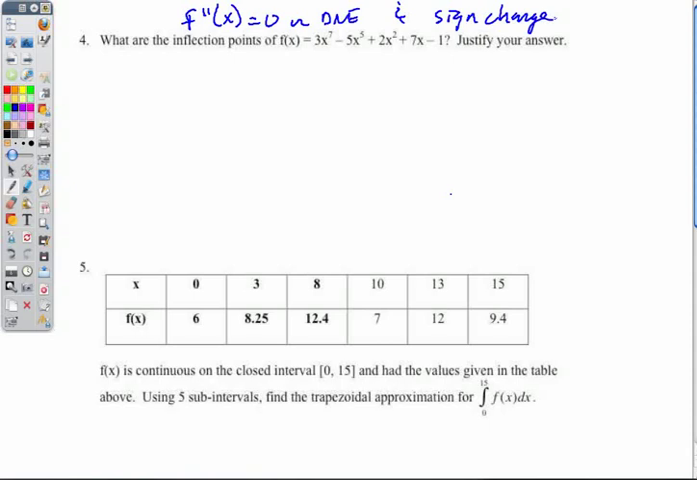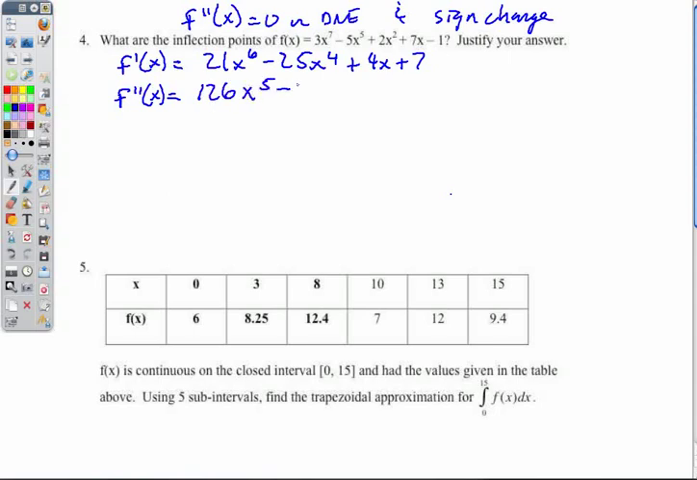So we start with our function f of x. We can find the first derivative and the second derivative pretty quickly because this is a pretty easy polynomial. So our first derivative is going to be 21x to the 6th minus 25x to the 4th plus 4x plus 7. Our second derivative is then going to be 126x to the 5th minus 100x to the 3rd plus 4.